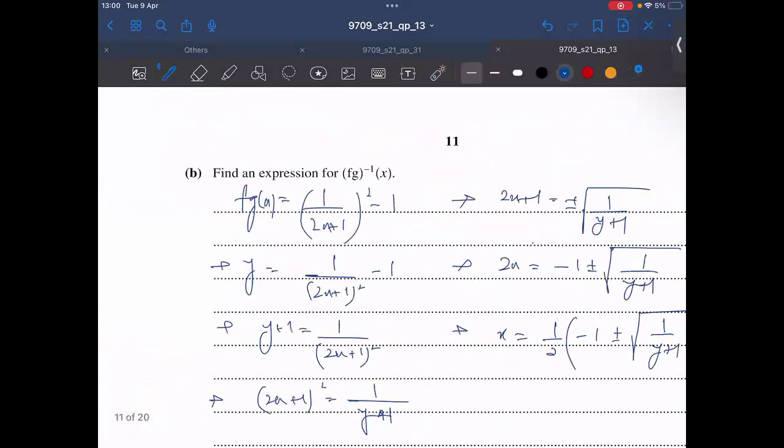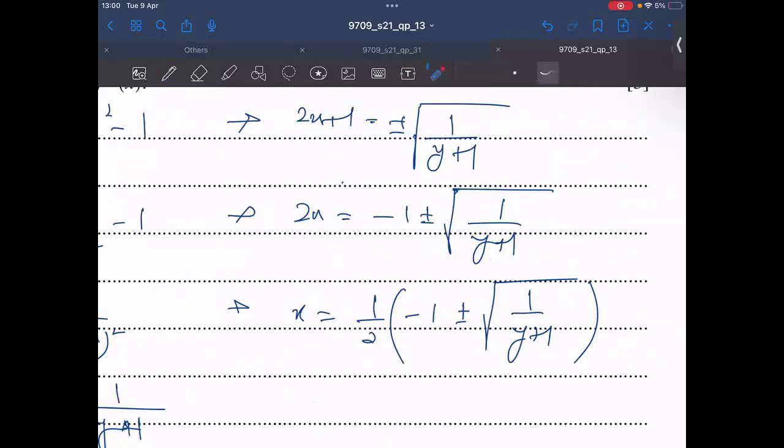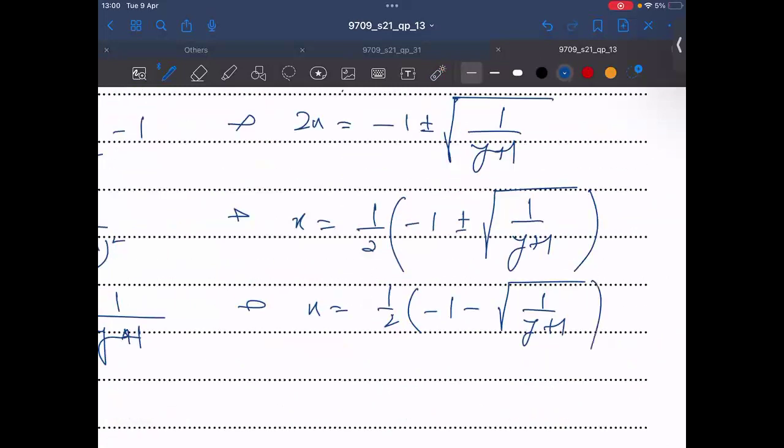And for x to be less than 0, for x over here, we're going to take negative: minus 1 minus the square root of 1 over y plus 1. Agreed or not? Because we have just found that the domain for f of g of x is less than 0, and for the values of x to be less than 0, I must choose the negative sign over here. Why negative? Because it is decreasing.